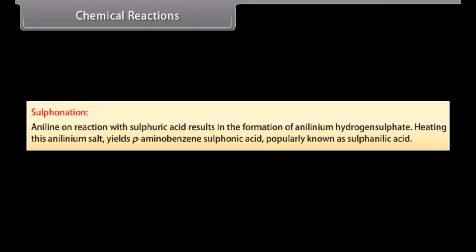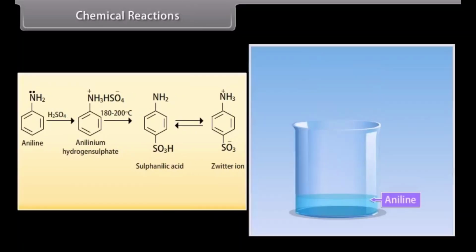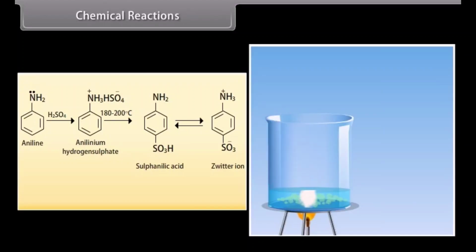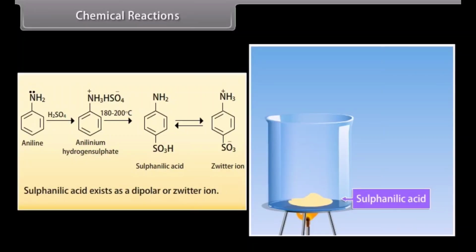Sulfonation. Aniline on reaction with sulfuric acid results in the formation of anilinium hydrogen sulfate. Heating this anilinium salt yields para-aminobenzene sulfonic acid, properly known as sulfanilic acid. Aniline reacts with sulfuric acid to form anilinium hydrogen sulfate, and then on heating the anilinium ion at 180 to 200 degrees Celsius, it forms sulfanilic acid. Sulfanilic acid exists as a dipolar or Zwitter ion.